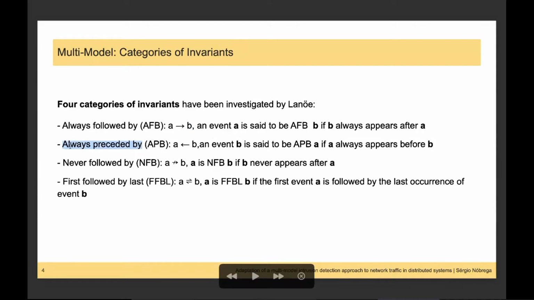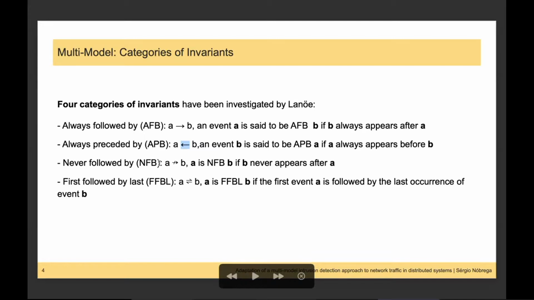Then we have always preceded by. So the event A is always preceded by B if B always appears before A. So it's also very simple in a sense. It's, of course, just logic rules, and it can take a bit to actually capture the meaning of them. But once you get it, it's quite easy to understand the rules that are being defined.